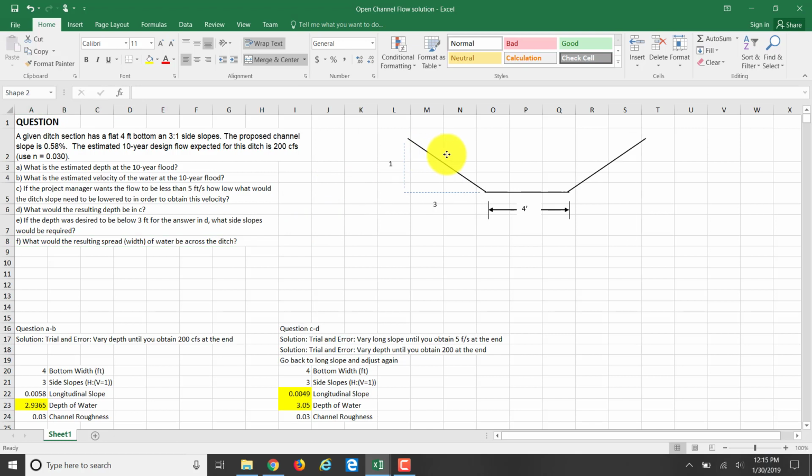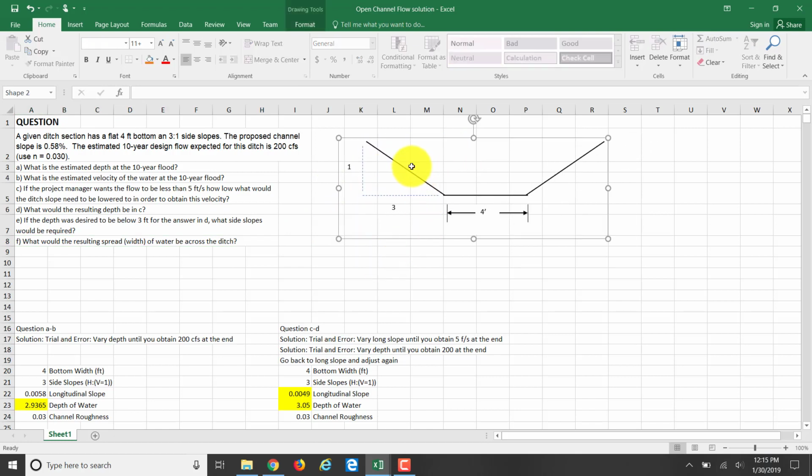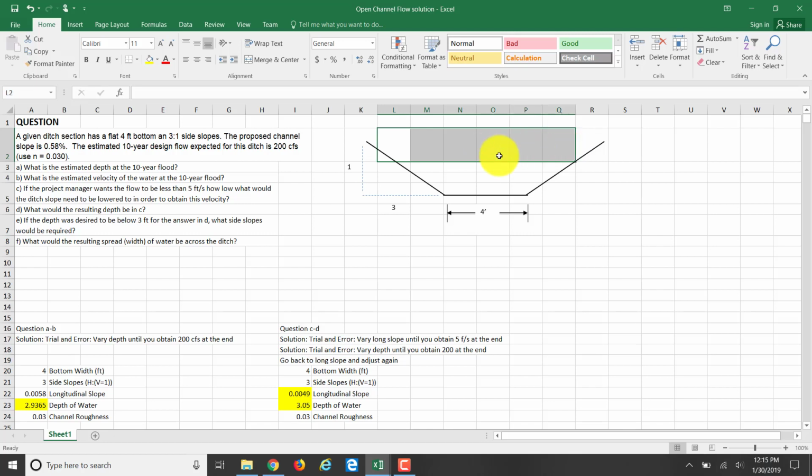The spread of the water is going to be, what is the distance across for a specific depth of the water? So the spread of the water is the length across the top of the trapezoidal ditch or channel.